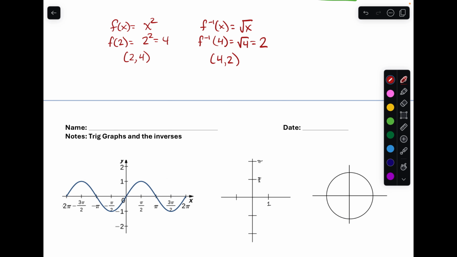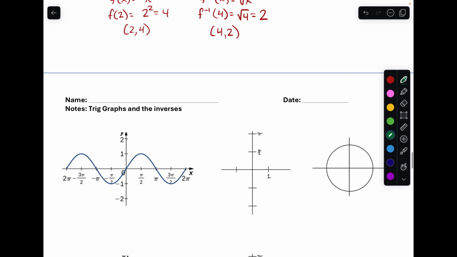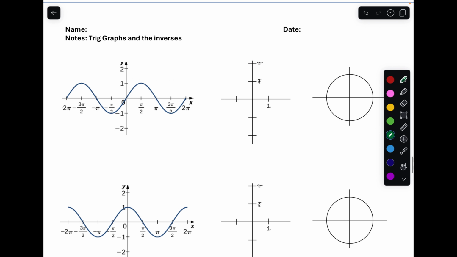Again, we've talked about, hey, inverses flip the ordered pairs. We go from putting in an x to get a y to putting in a y to get an x value. All right, so now we're going to apply that same idea to a trig graph. So if you look here at this first picture, this first trig function here is the sine function, so this is just y equals sine of x.